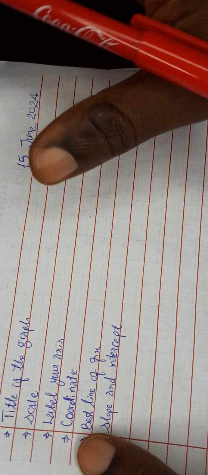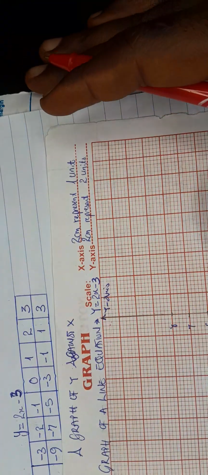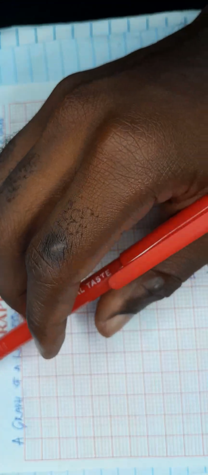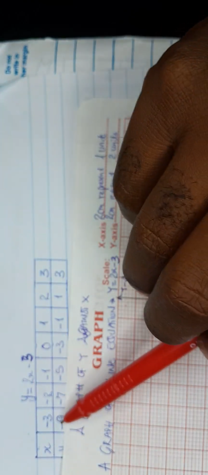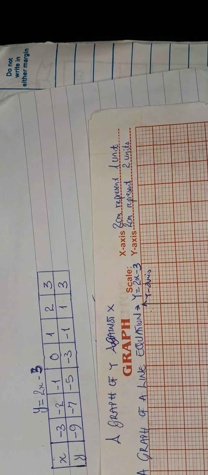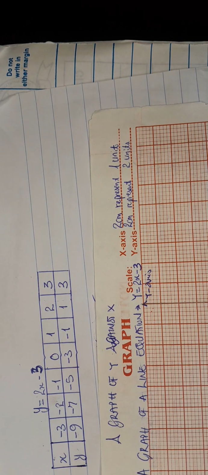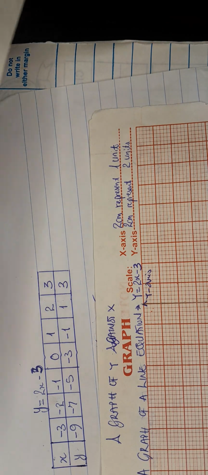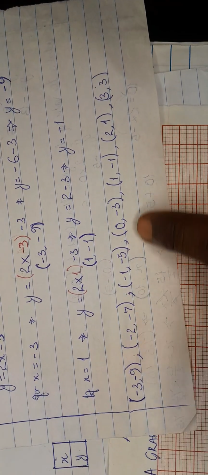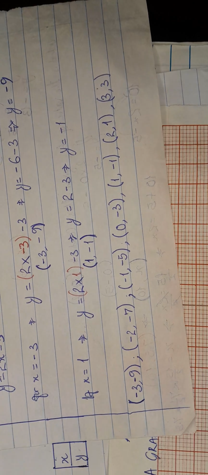The next thing is the coordinates. Okay, so I want you to pay attention. Now the first is -3 and -9. So when x is -3, y is -9. I hope you remember this is what coordinates means, what we did in the previous video.